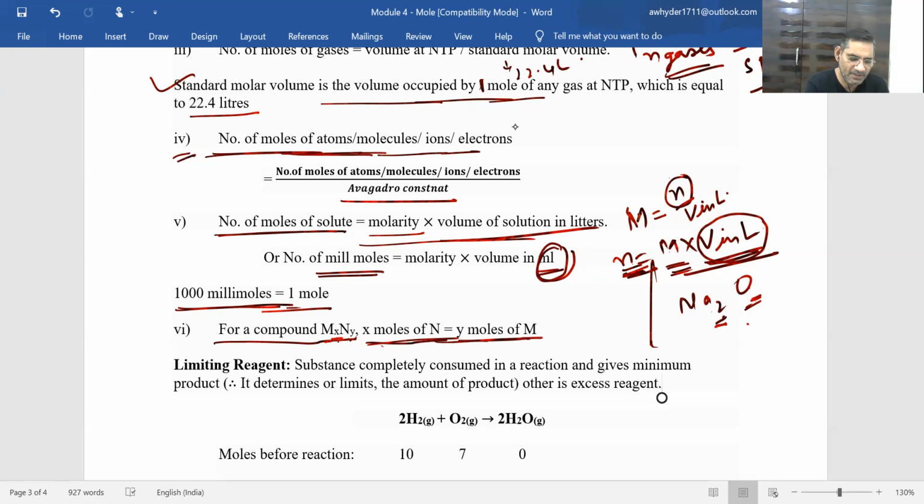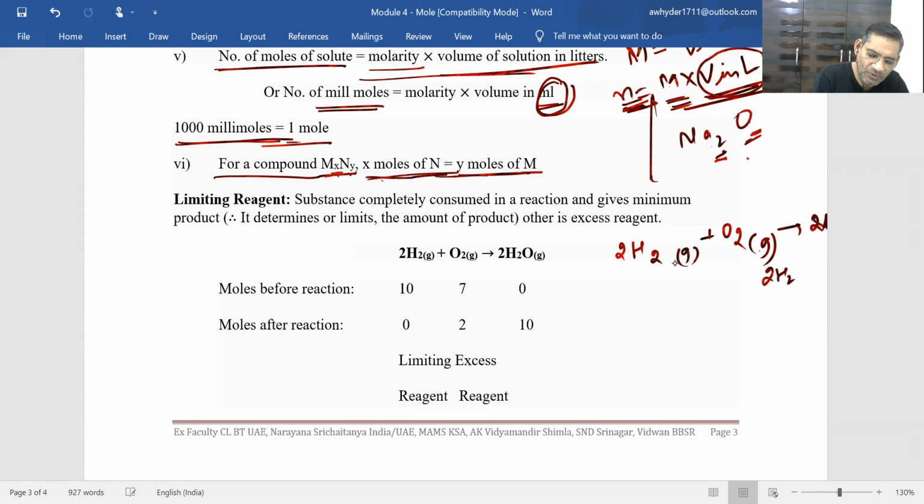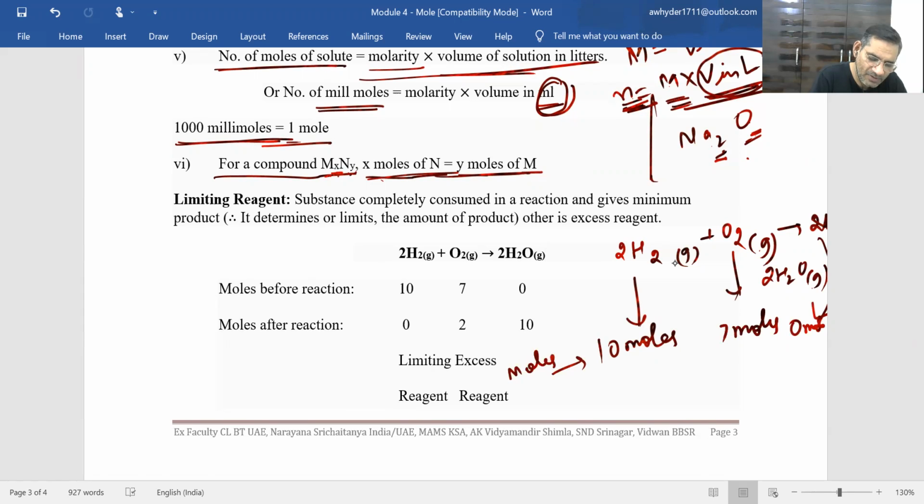Now see limiting reagent. Just see, this is a very, very important concept in the mole concept, stoichiometry. See, this is an equation: 2H2 gas plus O2 gas will give you 2H2O gas. Suppose in the question they have given 10 moles of hydrogen, 7 moles of oxygen, and before the start of the reaction, the product is 0 mole. These are the moles before reaction.